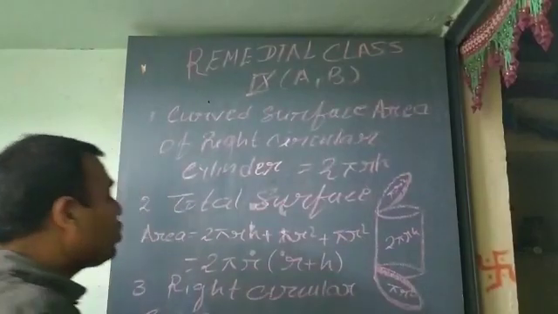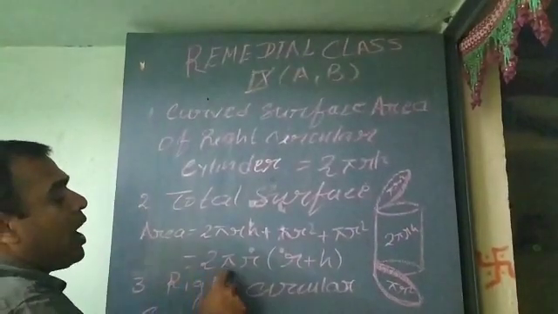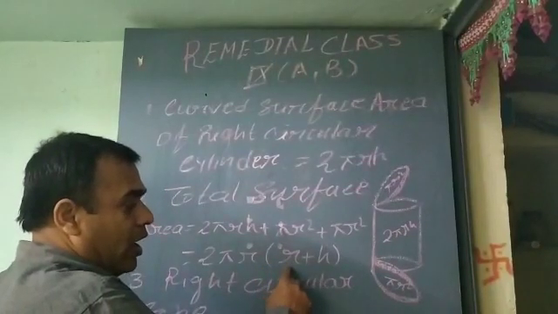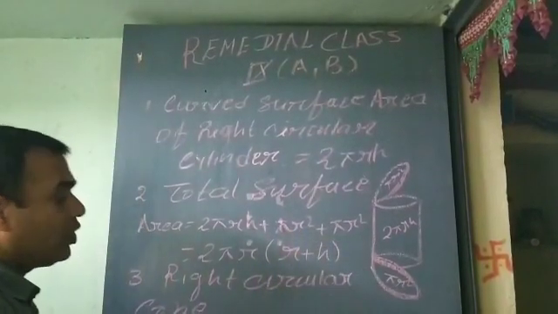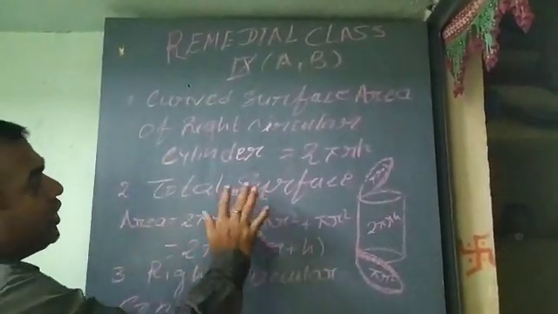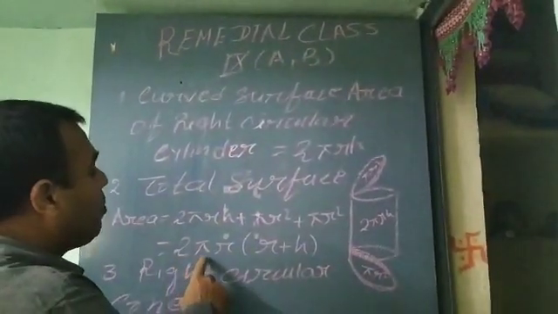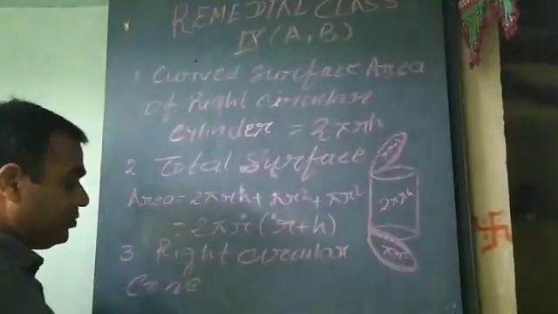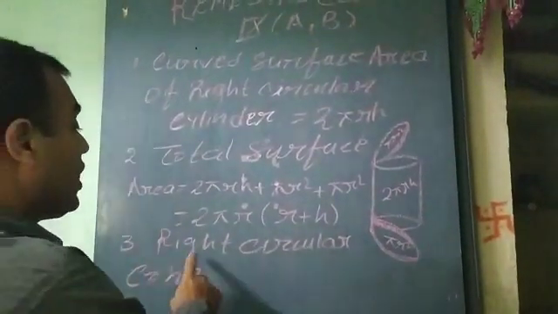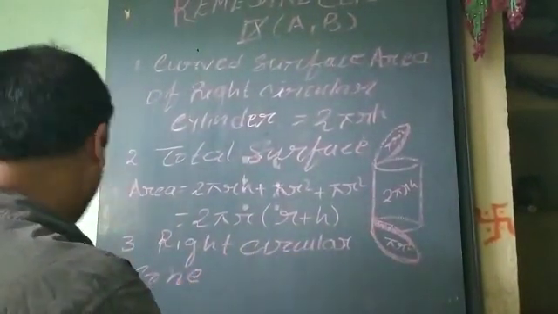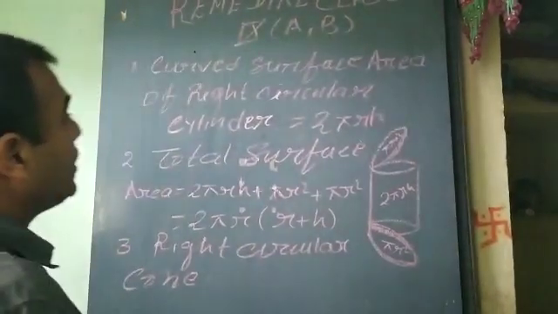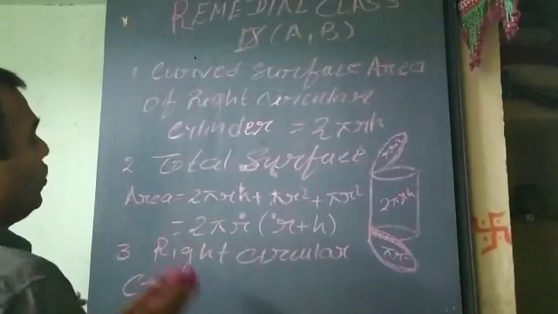So total surface area will be 2 pi r multiplied by the bracket r plus h. So the total surface area of a right circular cylinder will be 2 pi r (r plus h). Now we will study the right circular cone. We will find the curved surface area of a right circular cone.